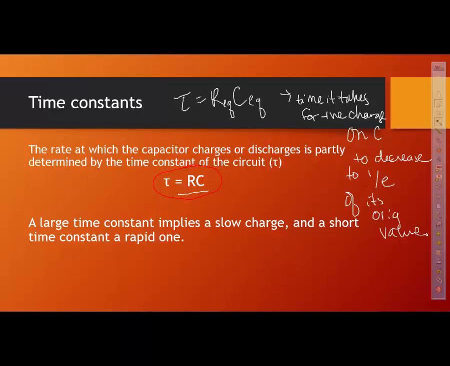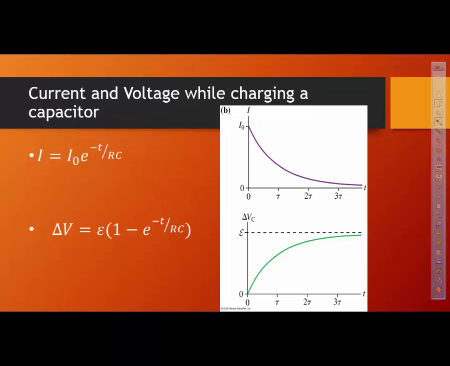So if you have a very large time constant, that means that you have a slow discharge of charge, and a short time constant represents a pretty rapid one. These time constants are typically really small, like in the millisecond range. Okay, so let's look at these graphs.